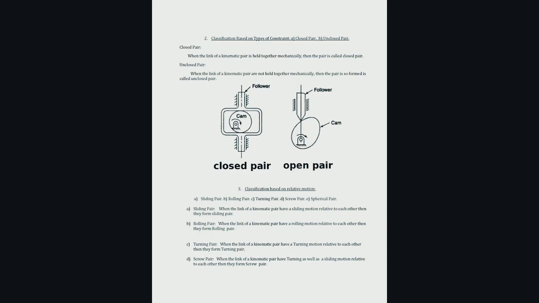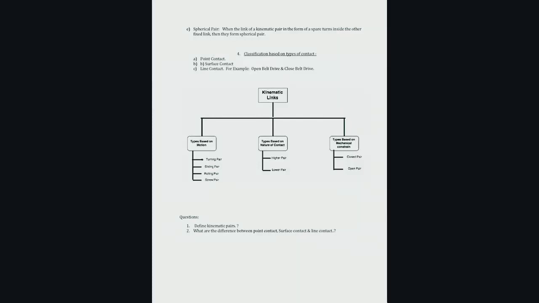1. Classification based on types of contact: A. Lower pair. B. Higher pair. Lower pair: when 2 links of a pair have a surface contact between them while transmitting motion such that the surface of one slides over the other surface, then the pair is called lower pair. Higher pair: when 2 links of a pair have a line or a point contact between them, and accomplish partly sliding and partly turning relative motion between them, then the pair so formed is called higher pair.